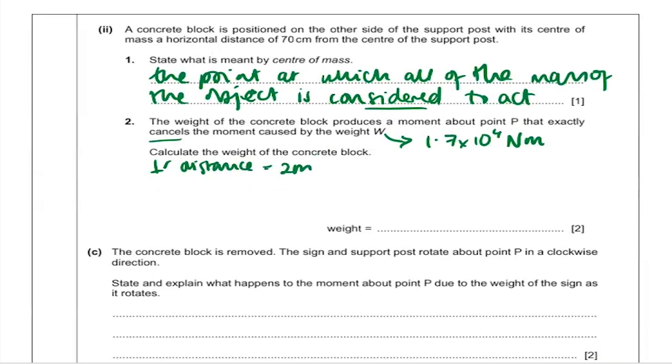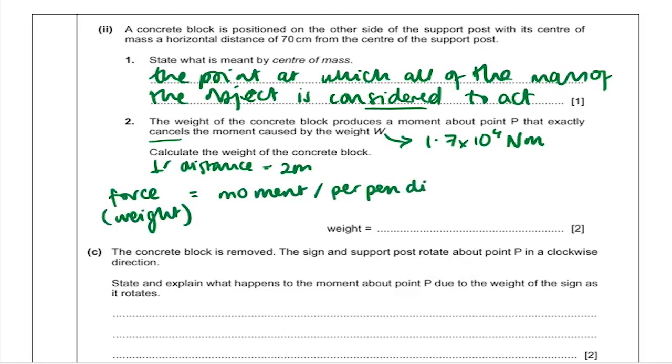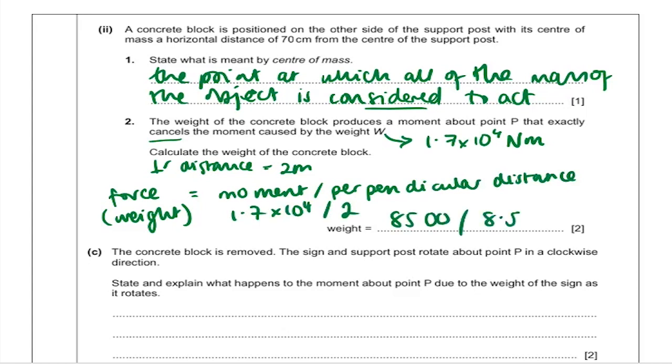I have the moment value. I know that the force, which in this instance is a weight, must be equal to the moment divided by the perpendicular distance. Therefore, that's 1.7 times 10 to the 4 over 2, and that's going to give me 8,500, or 8.5 times 10 to the 3 newtons this time, because it's a weight. The marking there will come from one mark for noticing that it's a 2 metre perpendicular distance, and then one mark for your answer.